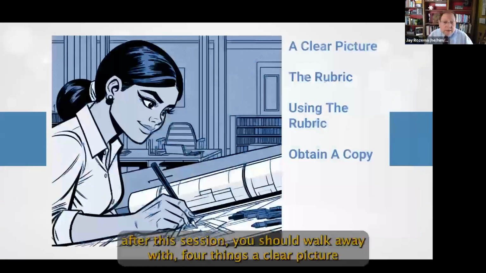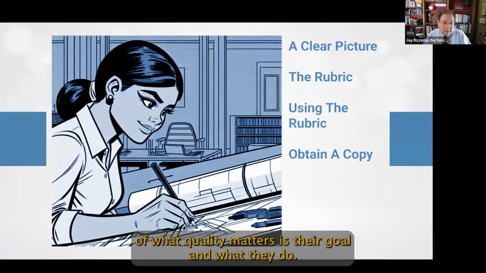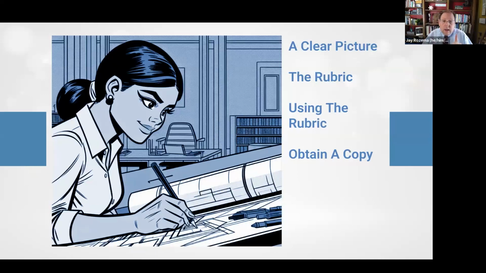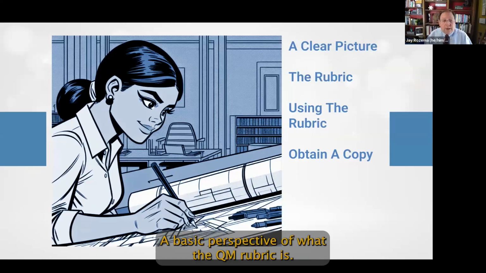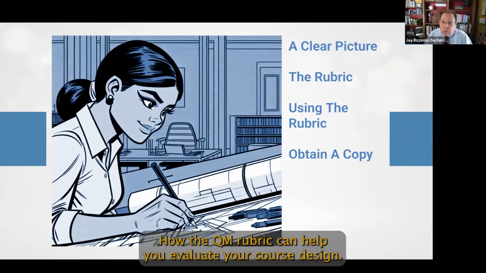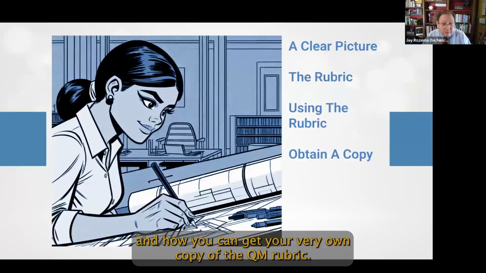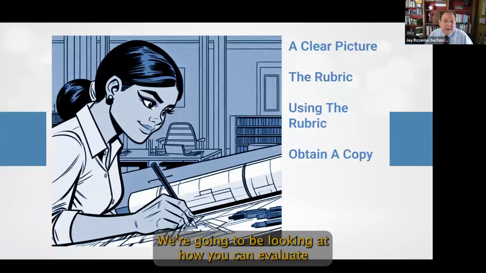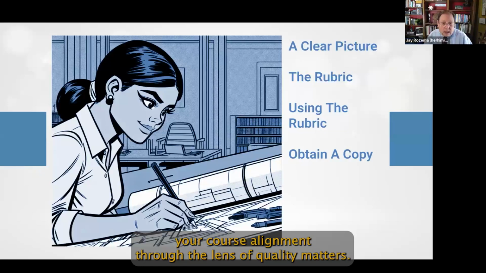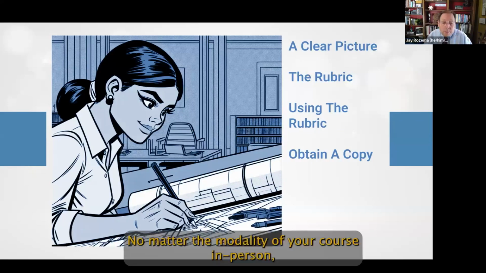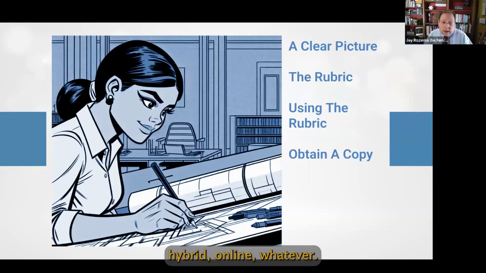So today, after this session, you should walk away with four things. A clear picture of what Quality Matters is, their goal and what they do. A basic perspective of what the QM rubric is, how the QM rubric can help you evaluate your course design, and I'm going to pay attention specifically to alignment since that is obviously a big thing, and how you can get your very own copy of the QM rubric. We're going to be looking at how you can evaluate your course alignment through the lens of Quality Matters, no matter the modality of your course, in person, hybrid, online, whatever.